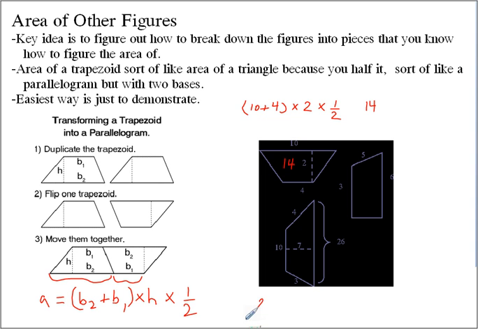And so then all we do is 26 plus, that's base 2 or base 1, it doesn't matter what order you put them in, plus 10, times the height, which is 7, times 1 half. And when you figure that out, this is 10 here, not 16. So 36 times 7, divided by 2. You can do this quickly: 18 times 7, because 36 divided by 2 is 18. So it's going to be 126.